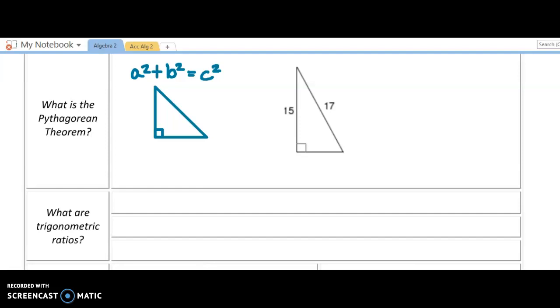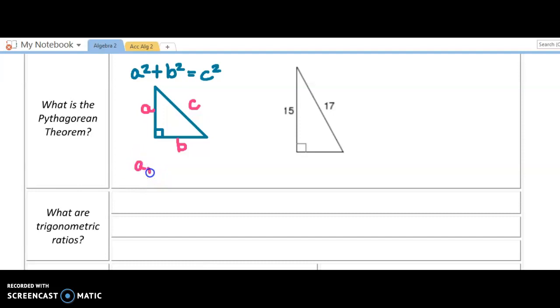Today we're going to start our trigonometry unit. So we're going to start talking about the Pythagorean theorem. If you remember from geometry, the Pythagorean theorem says a squared plus b squared equals c squared. In this, your a and your b are your legs and your c is your hypotenuse.